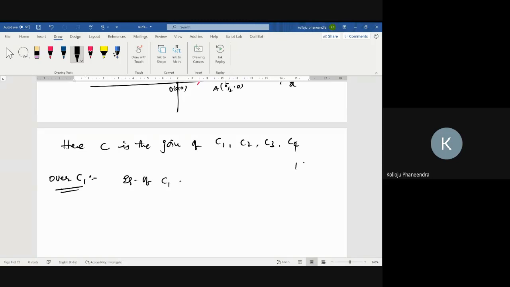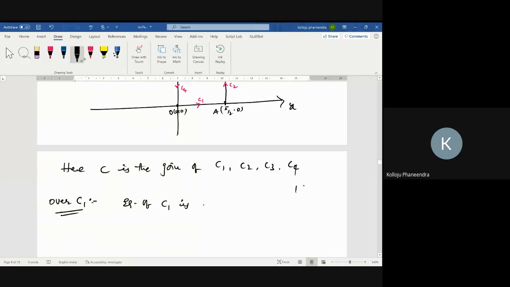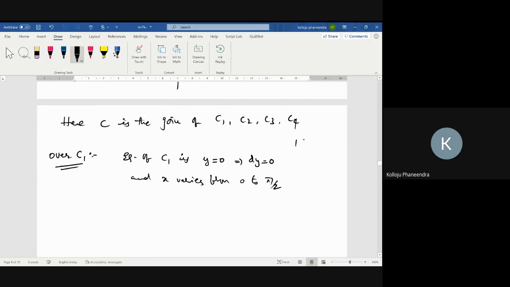What is the equation of C1? In the figure, C1 means the x-axis, y equal to 0. Y equal to 0 means dy equal to 0, right? And so y is eliminated. X varies from 0 to pi by 2 over C1. Therefore, integral over C1, what is the value? F dx plus g dy.